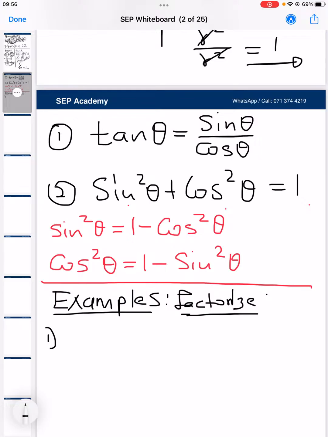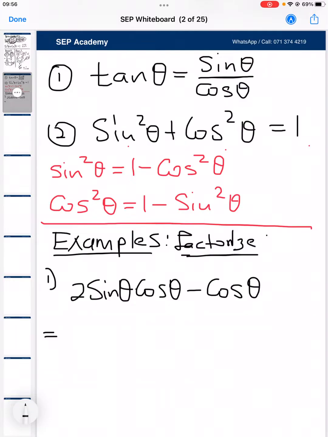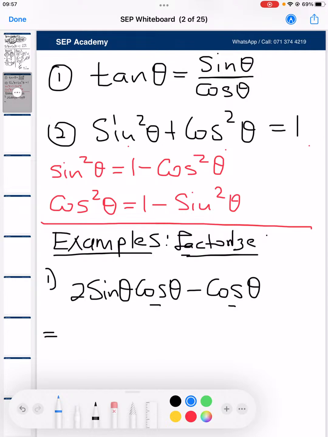So let's keep it simple and say you are given 2 sine of an angle multiplying cos of an angle, where we minus cos of an angle. Okay, so what are you going to do there? It doesn't look much complicated, because when you factorize, you definitely need to take out something as a common factor if it exists. Yes, we do have that and that. Please, honorable member, do not overcomplicate this thing. It's very, very simple.